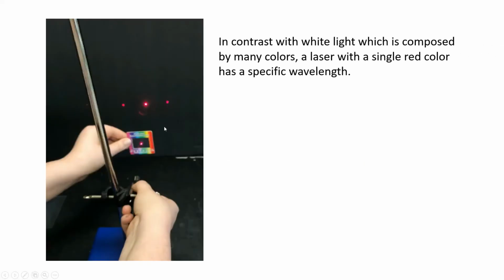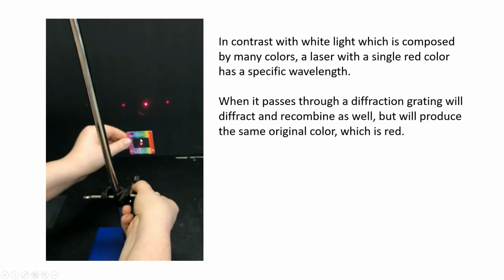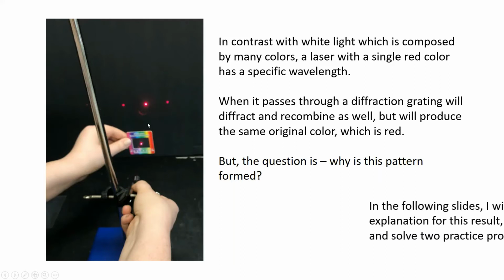In contrast with white light, which is composed of many colors, a laser with a single red color has a specific wavelength. When it passes through a diffraction grating, it will diffract and recombine as well, but will produce the same original color, which is red. But the question is, why is this pattern formed?